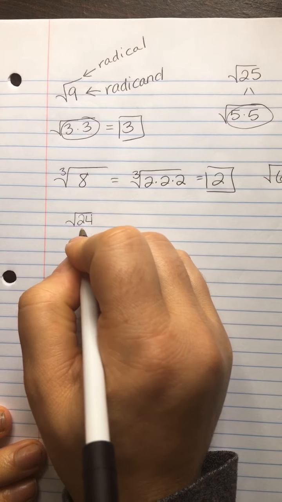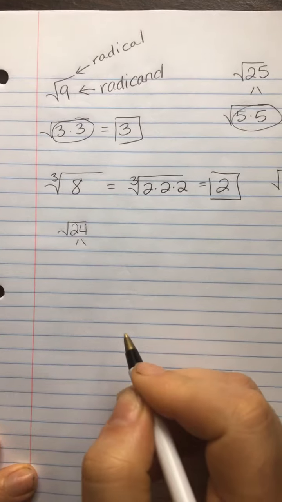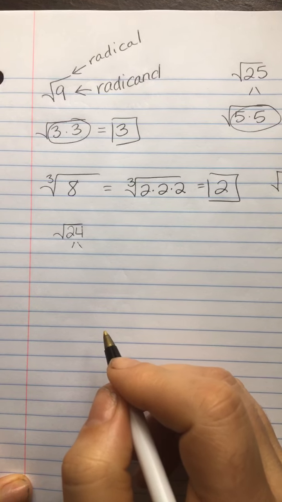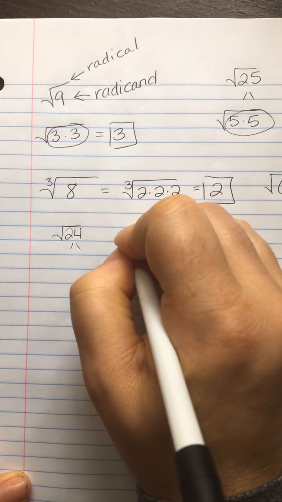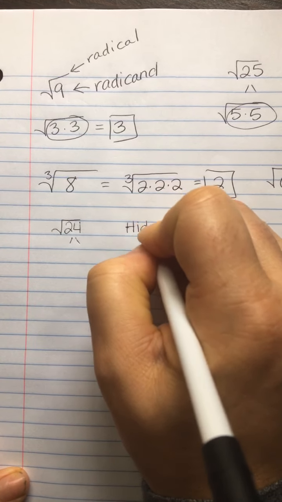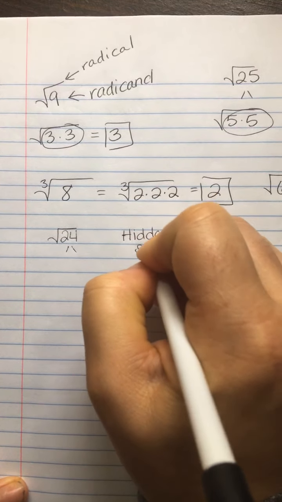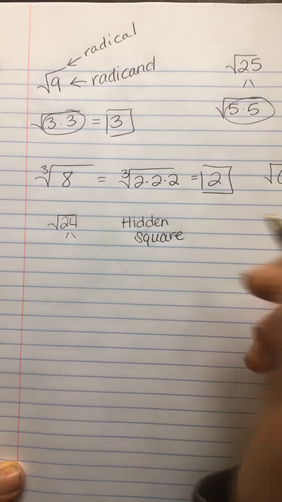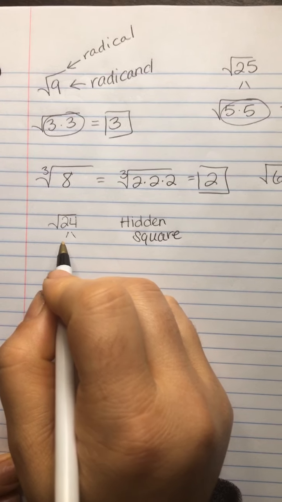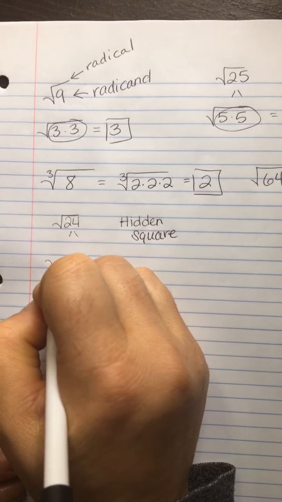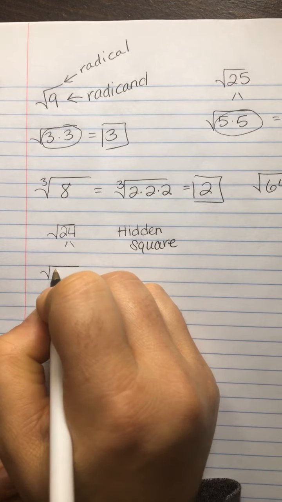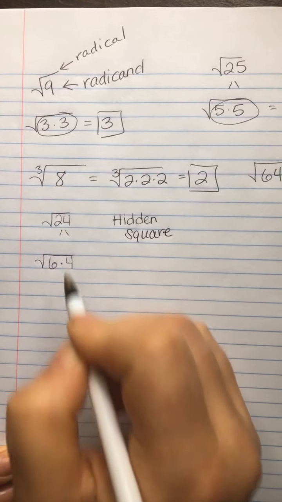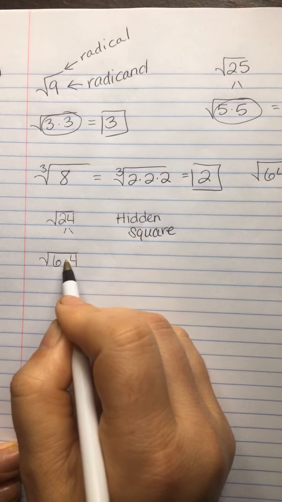So here we're going to look for two numbers that multiply together to give us 24. But we want to do a little trick. We want to have one of them be a hidden square, okay? Meaning a perfect square. So let's think about that. Well, if we know our multiples, we know that 6 and 4 can give you 24. Well, one of them was a hidden square.